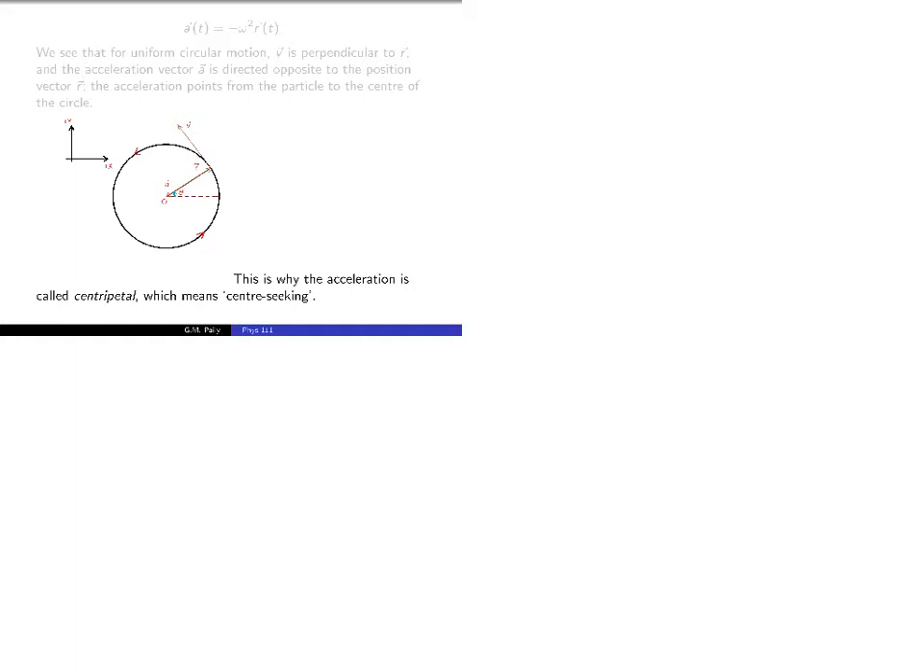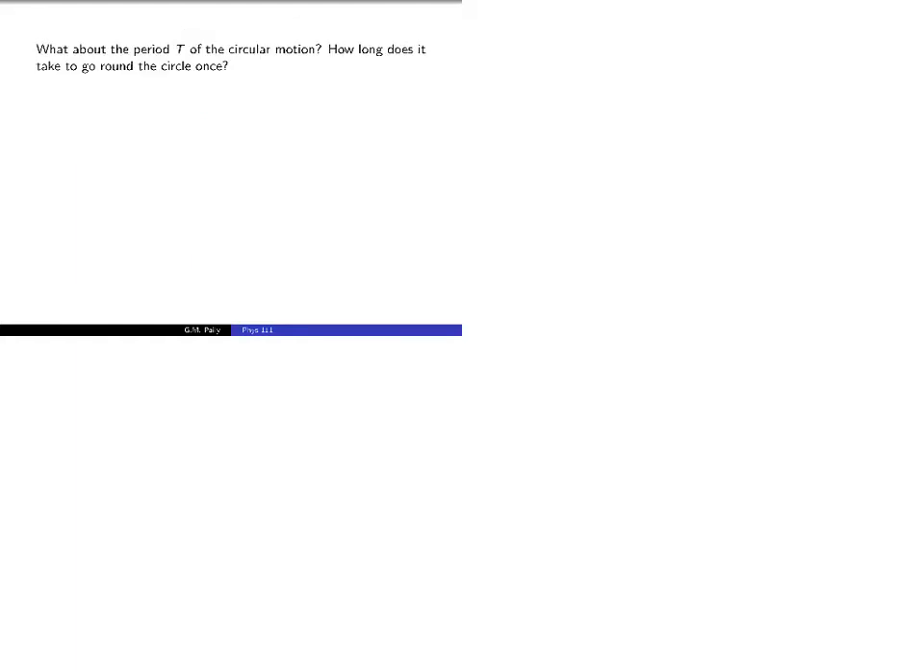Remember, tangential acceleration is parallel to the velocity. It can either point with the velocity or against it. And centripetal acceleration, or radial acceleration, points perpendicular to the velocity. That is why it only changes the direction and not the magnitude of the velocity.